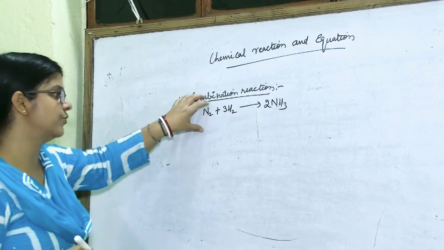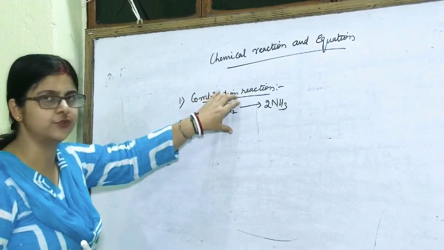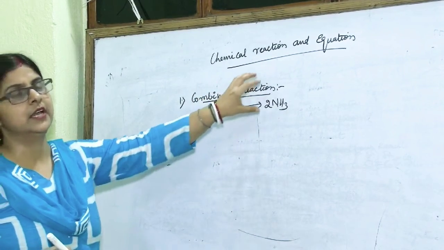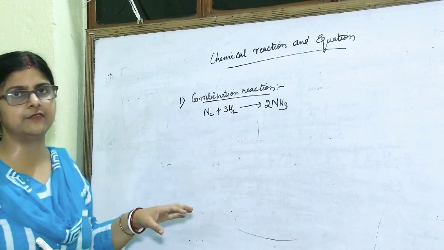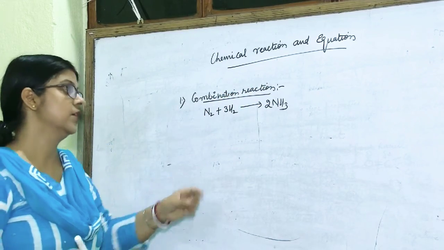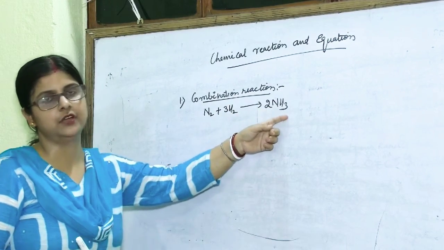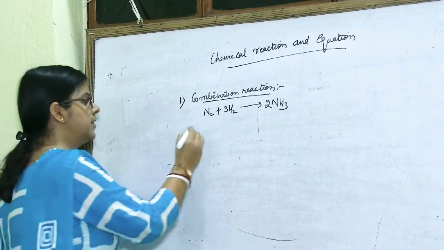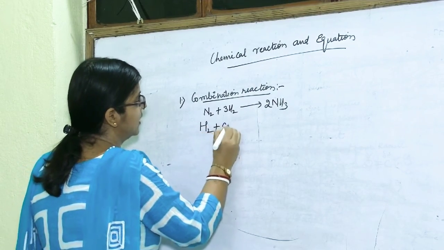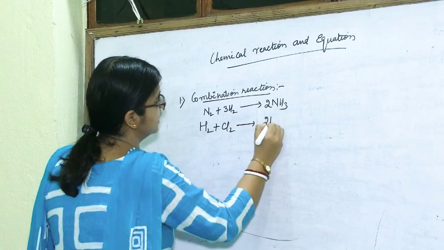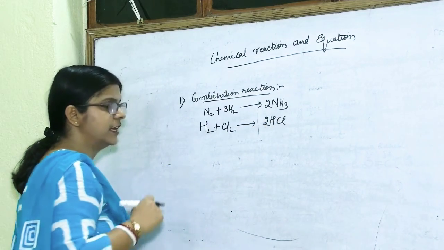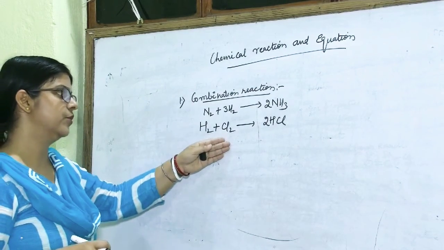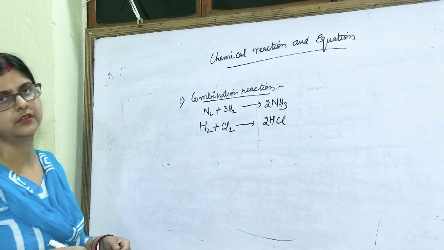Here you see nitrogen is combining with hydrogen under specific conditions, at near about 700 Kelvin and 200 atm pressure, and it is forming ammonia. So this is an example of combination reaction. Again you can take up the example hydrogen plus chlorine combine to give HCl. This is also an example of combination reaction. Hydrogen is combining with chlorine to form hydrogen chloride.